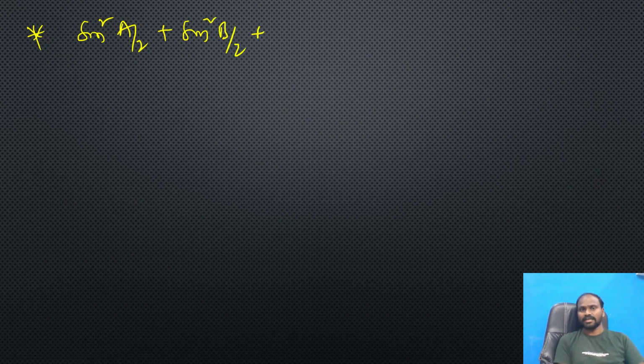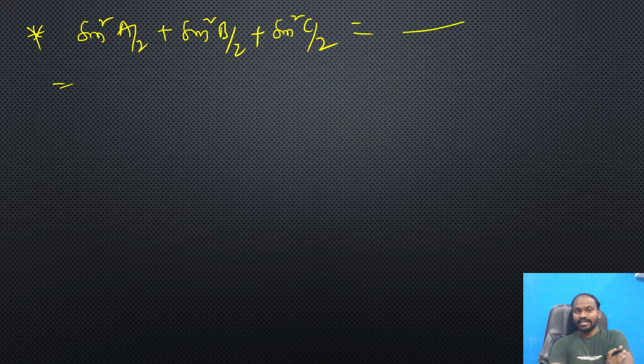Next, I want to discuss one more type. For example, sometimes they may give you a question like: sine square A by 2 plus sine square B by 2 plus sine square C by 2. They will ask us to find this. It is equal to what, in a triangle, for example. Now, sine square A by 2 formula. If you recall, in the trigonometric identity, sine square theta plus cos square theta equals 1.